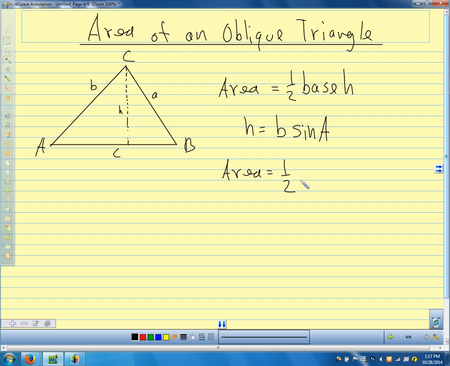So the area is 1/2 BC sine A. So if I know two sides and the angle between, I can figure out the area of the triangle. I could do the same calculation with the height drawn from any of the other two vertices, and I would come up with a similar formula: 1/2 AB sine C and 1/2 AC sine B. So all of these come from drawing our height from a different vertex and plugging that into the formula for the area of a triangle.